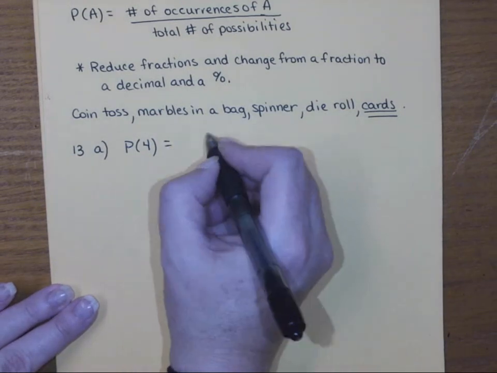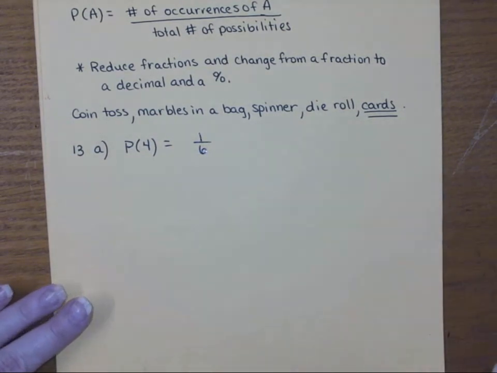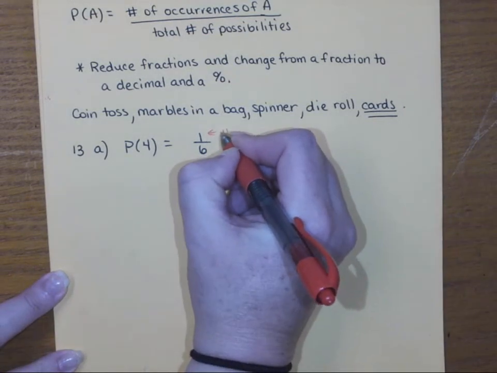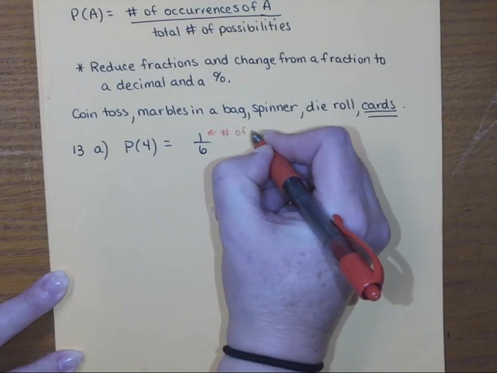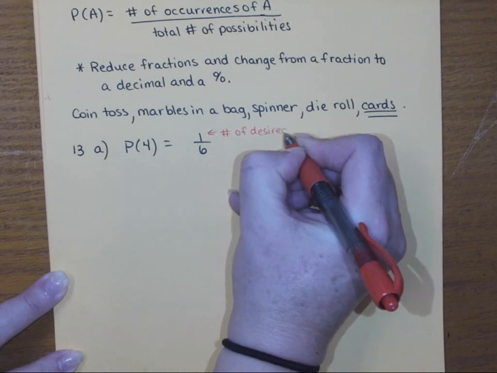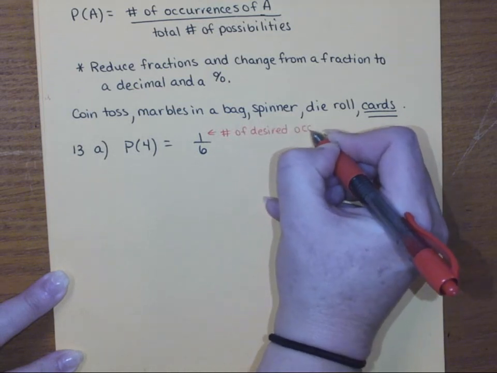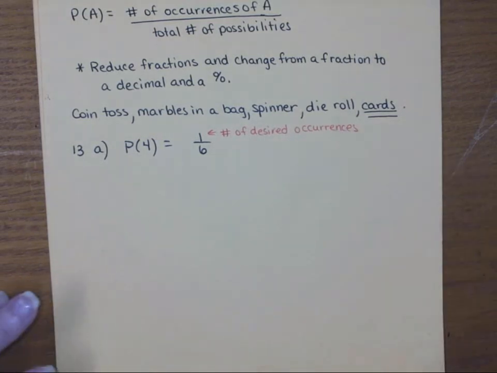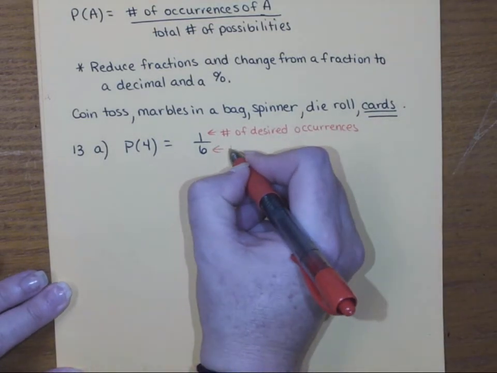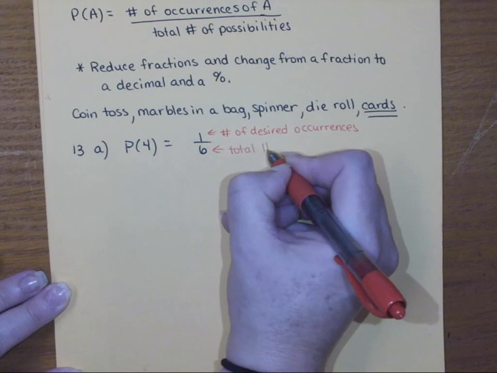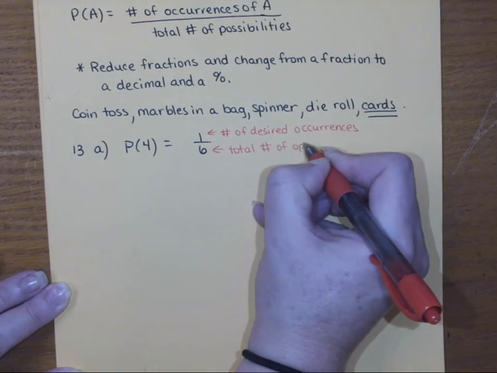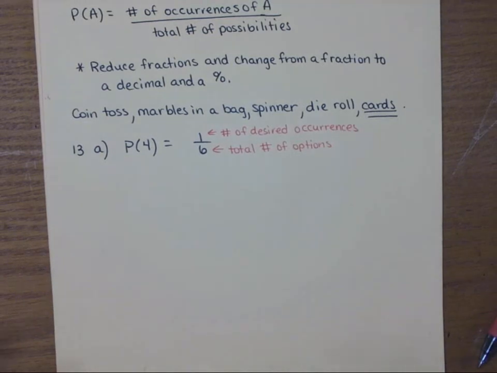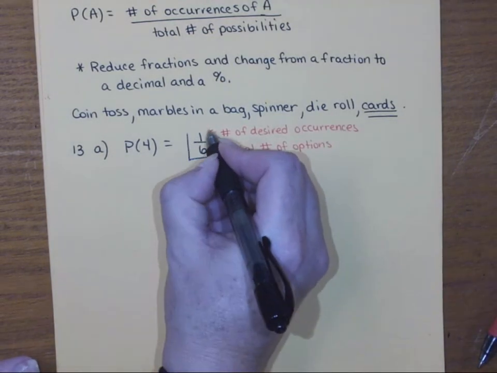Okay, so notice this would be 1 out of 6. If I asked you to tell me why, here is why, right? This is the number of desired occurrences, right? In other words, this is the opportunity for me to get the 4 that I want, okay? And then notice what's on the bottom is the total number of options. So if this weren't a 6-sided die, you would need to, you know, practice that. So this would be the reduced fraction.